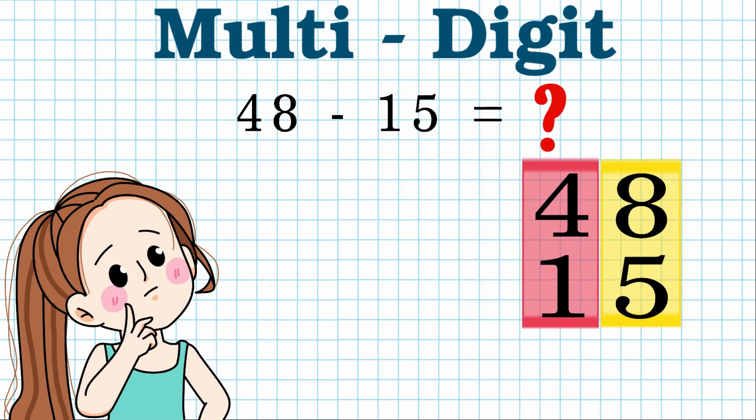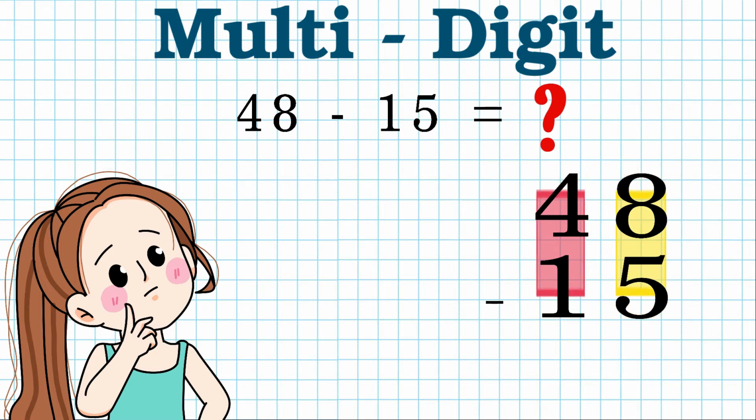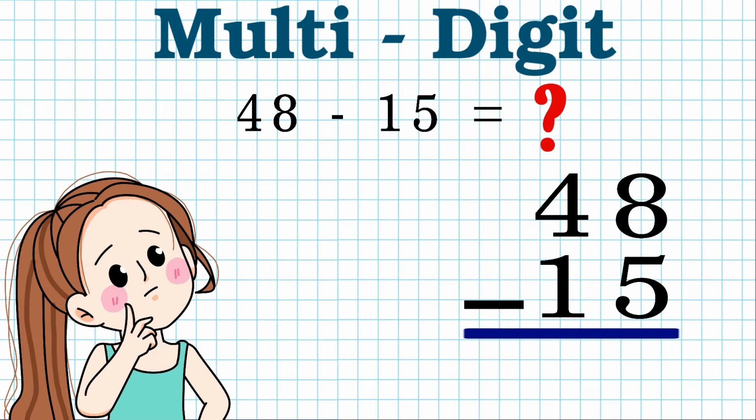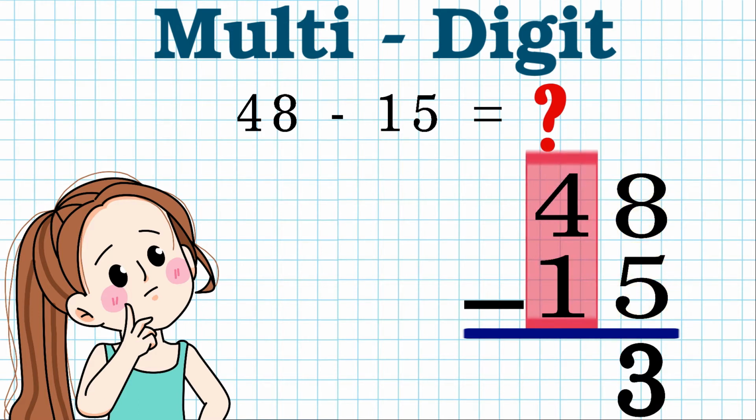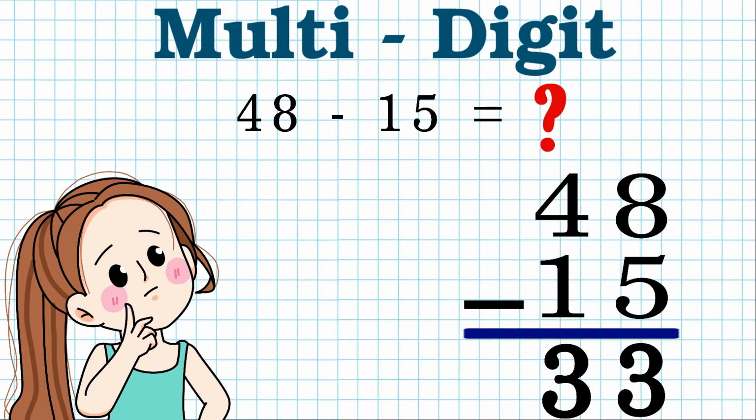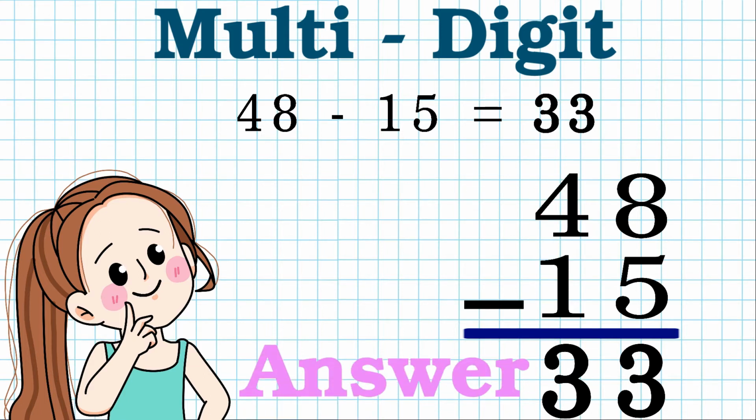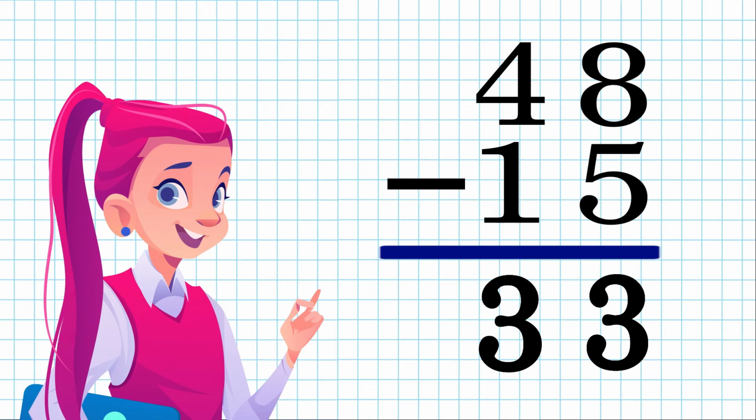48 minus 15. After stacking them, we will add a minus sign and the answer line below. We will start subtracting from the right, working all the way to the left. So, 8 minus 5 is equal to 3 and 4 minus 1 is equal to 3. Our answer is 33. Isn't that easy? Yes, that was easy.